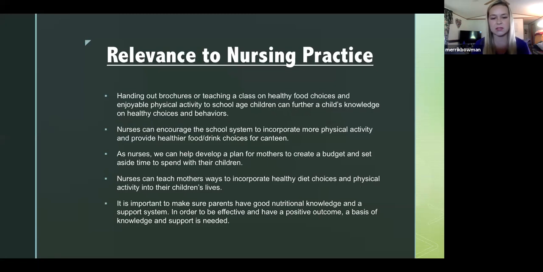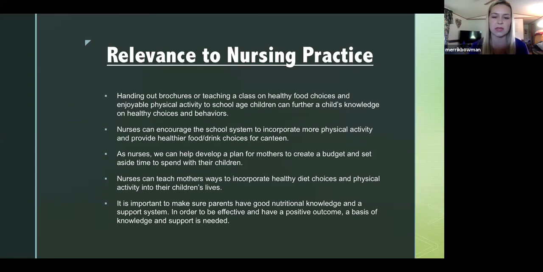So ways that us as nurses can implement this into our practice is by handing out brochures or teaching a class on healthy food choices and enjoyable physical activity to school-aged children that can further a child's knowledge on healthy choices and behaviors. Nurses can encourage the school system to incorporate more physical activity and provide healthier food and drink choices for canteen. As nurses, we can develop a plan for mothers to create a budget and set aside time to spend with their children.